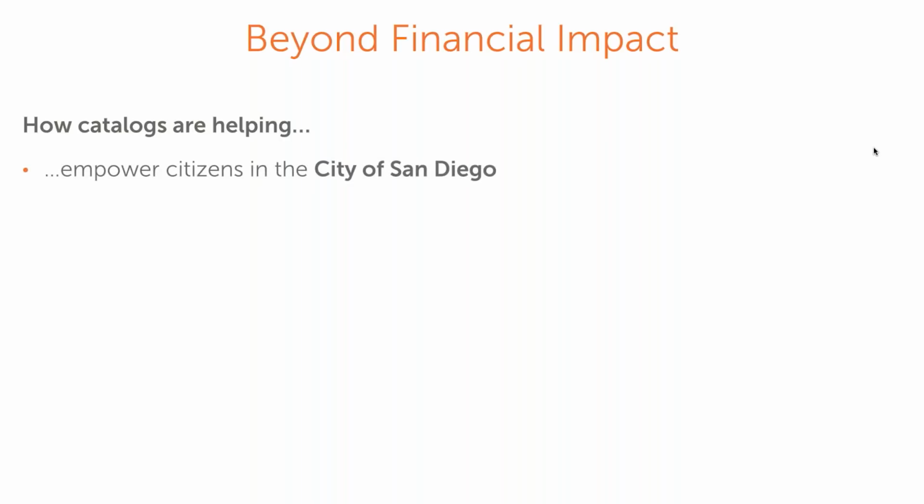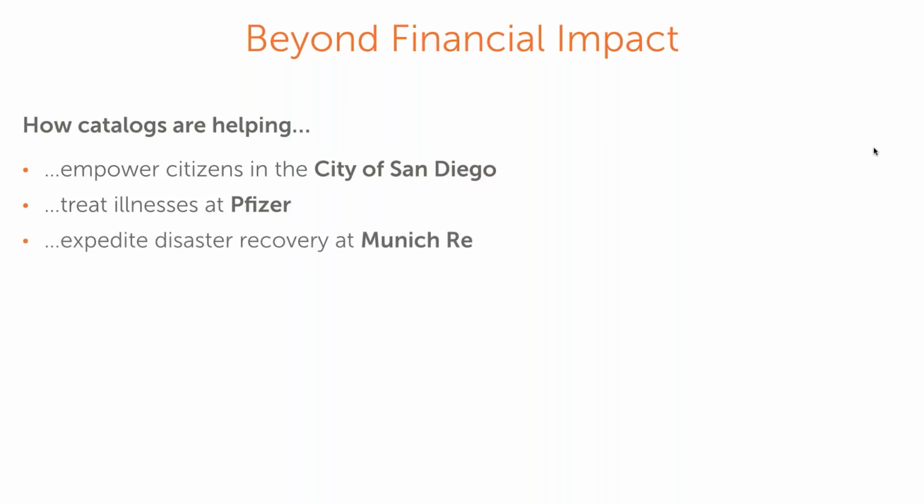We'll talk about a public sector example with the City of San Diego doing an open data initiative powered by a catalog. A case of actually helping people who are suffering from rare diseases at Pfizer, and finally going back to Munich Reinsurance and how they expedited disaster recovery using a catalog as well as some other technologies.